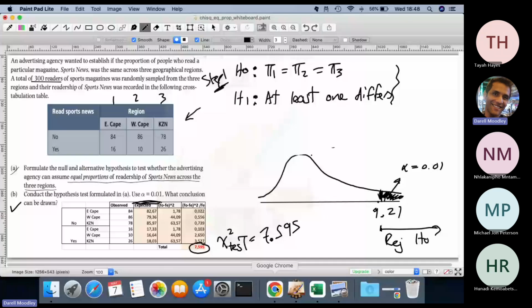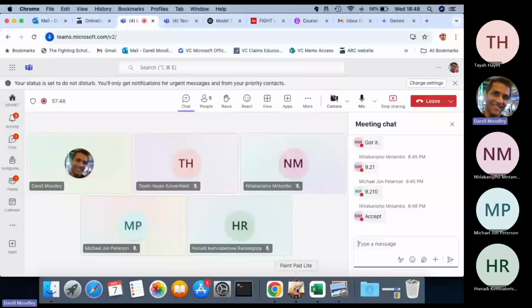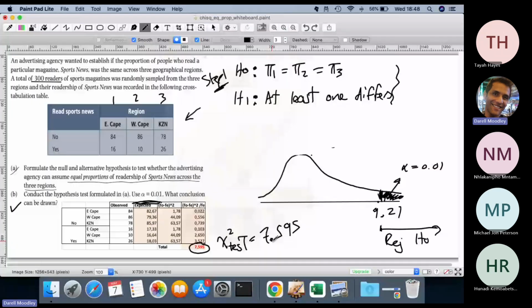Very good. Yes, 7.595 is much less than 9.21. So it's somewhere here. That means it falls in the acceptance region. This is the acceptance region. Oops, accept H0. Anything from here to the right, we reject H0. So this falls in the acceptance region. So that means we accept H0. That means this is correct. And so all we need to do is conclude.